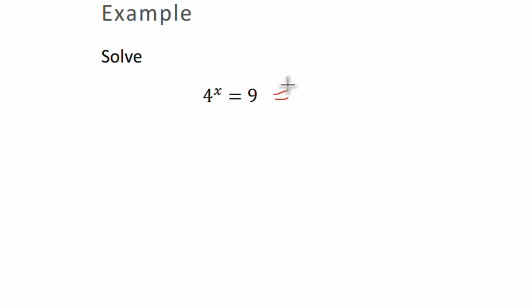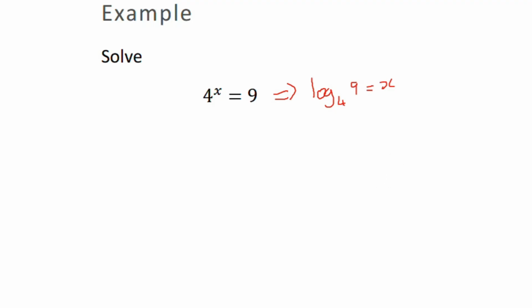So the first method would be just to rewrite this as a log base 4. So this is log base 4 of 9 is equal to x. And we could work out log base 4 of 9. We could definitely do that.